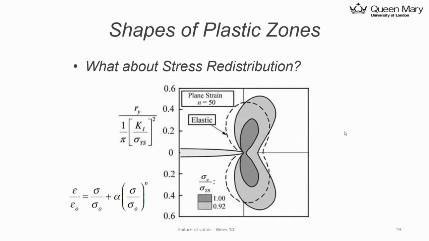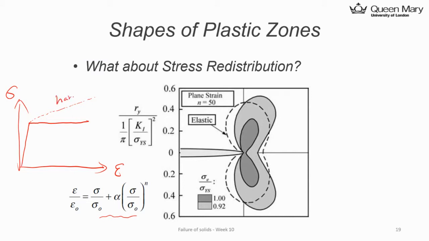So if you get something like a strain hardening behavior like this equation, your stress and strain curve is slightly different from the one we assumed before. We assumed before a perfectly plastic response, but more likely you have strain hardening that goes up and up, like this hardening part.